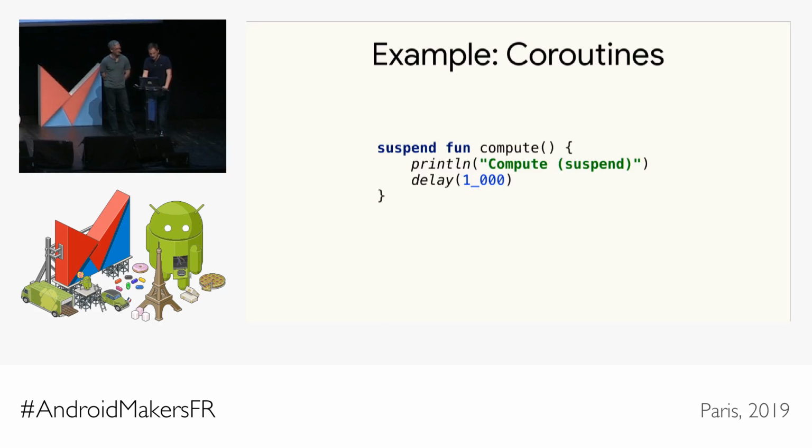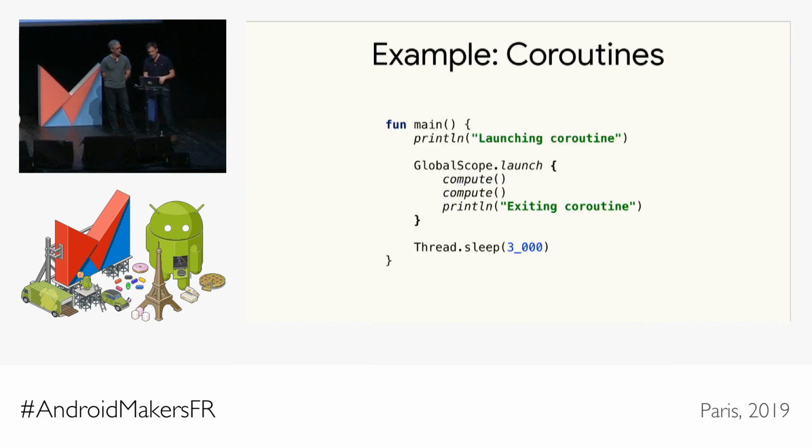All right. Last example, coroutines. So let's start with a suspend function. We have a very simple suspend function here that prints that we're computing something, and we're simulating heavy work by just calling delay. So we wait for 1 second. Then I have my main function. First, we print that we're launching the coroutines. Then I launch my coroutine and I call the suspend function twice. And then finally, we call exit.